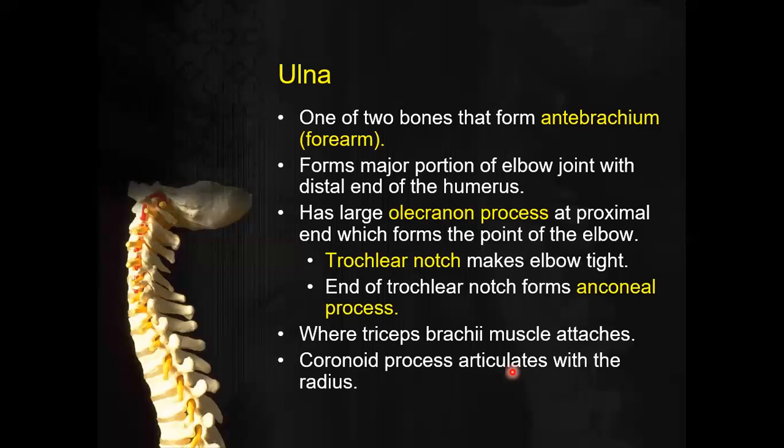So that's our ulna. We have the olecranon process, the anconeal process, the trochlear notch, and then here we have the radius, which in our bovine is the primary weight bearing bone. In dogs, cats, and us, it is not the primary weight bearing bone. They share the weight distribution equally.